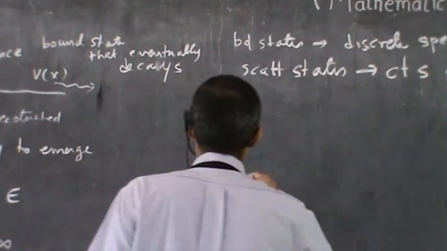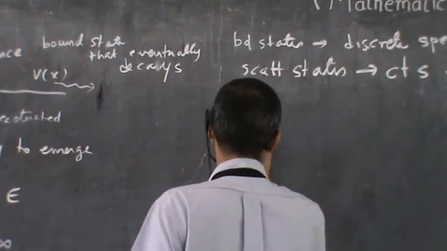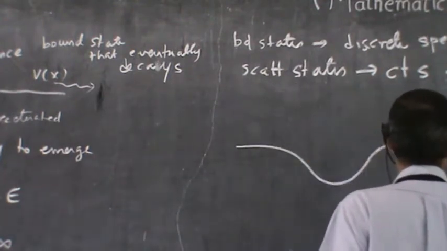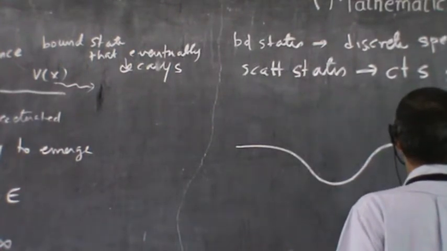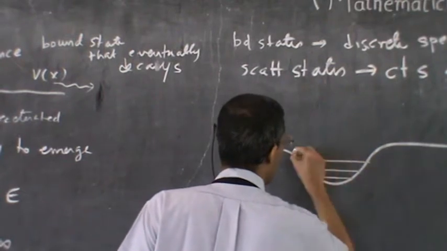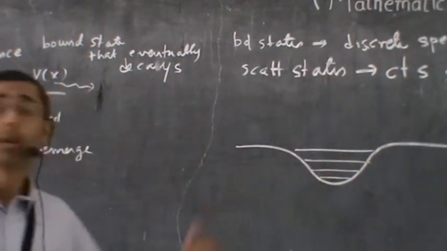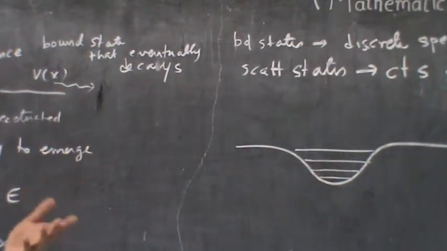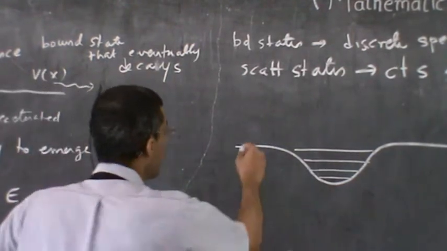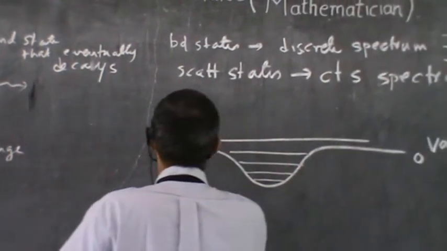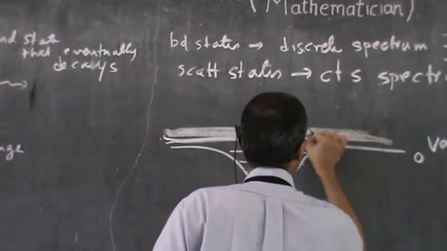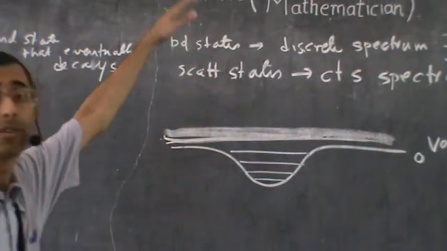So let's draw this in a little bit more detail. Let's suppose this is our potential, this V of x, 0 over here. So typically you would have a spectrum of bound states, maybe a few, maybe infinitely many, depending on the potential. And then you'll have a continuous spectrum, which I will denote by a band. This is the continuous spectrum. It goes off to infinity.